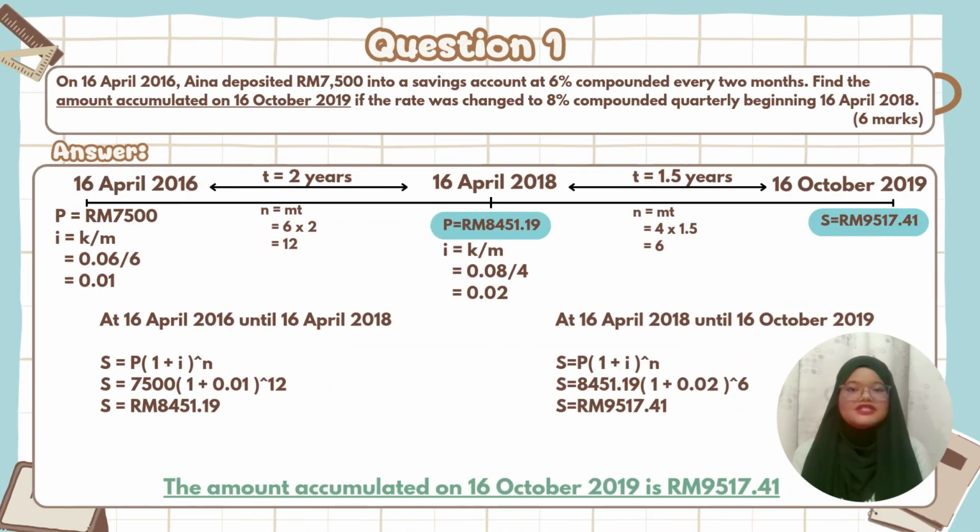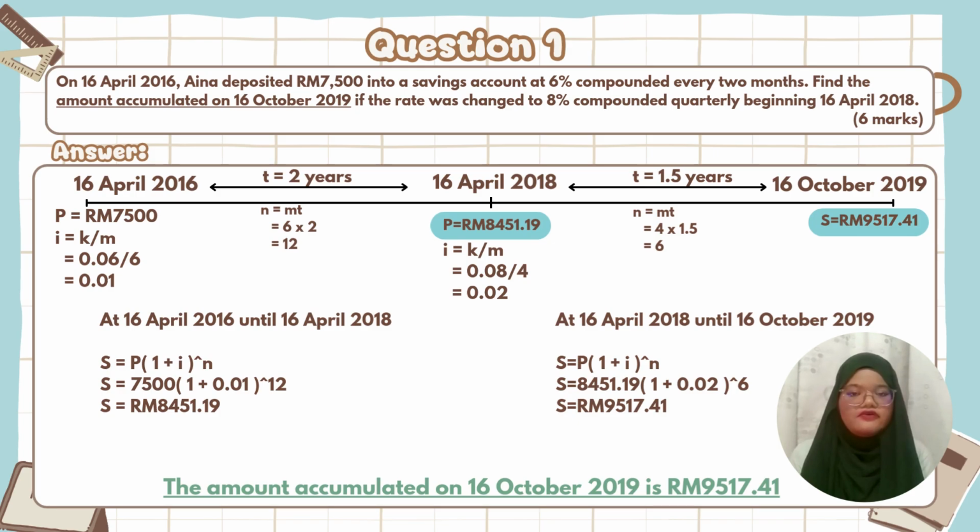Now, let's answer this question. Firstly, I advise you to draw a timeline so we can better understand the flow of this question. Based on this timeline, we have three important dates, which are 16 April 2016, 16 April 2018, and the last one is 16 October 2019. So we have to calculate the first phase, which is 16 April 2016 until 16 April 2018. From there, we can know that the time is 2 years.